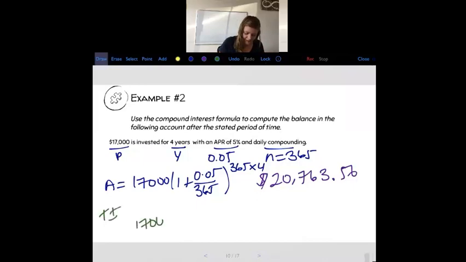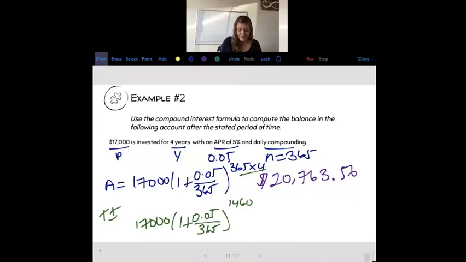I would do 17,000 times (1 plus 0.05 over 365), and I would multiply the exponent so that when you put it in, there's no confusion. Your calculator will follow order of operations. So if you're not careful, it'll do one exponent and then multiply the entire thing by 4. Okay, so this would be 1/4.